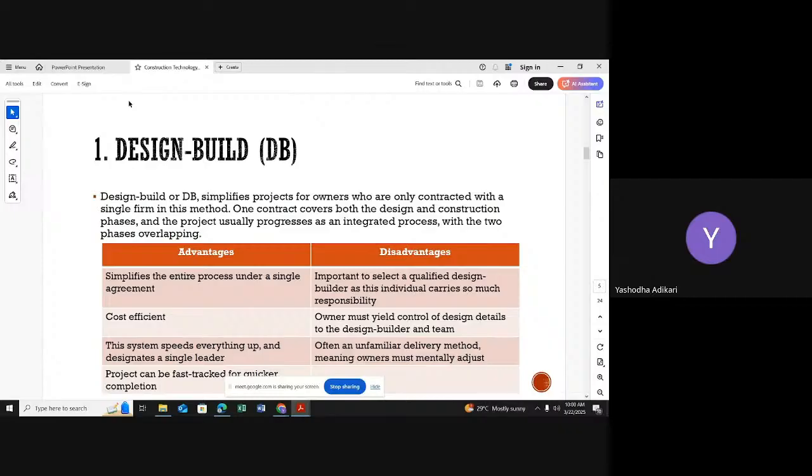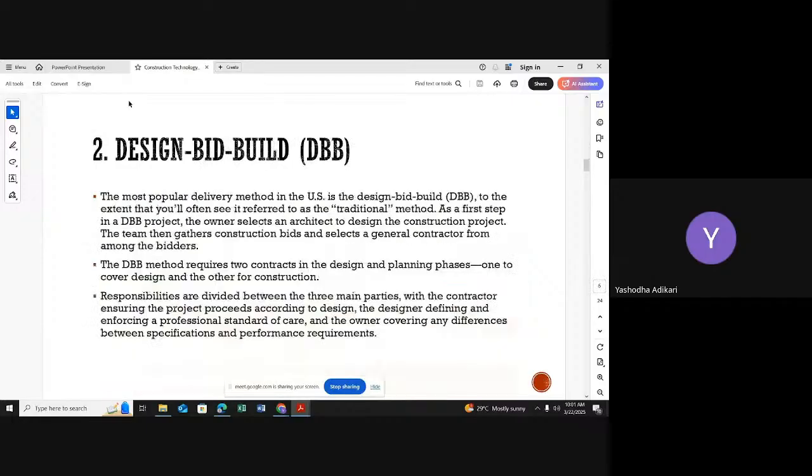The owner must control the design details with the design builder and the team. It is often an unfamiliar delivery method, meaning the owner must mentally adjust. That's what I told you. There is one company, so the owner must mentally adjust to that contractor's decision. This is about the design build procurement method.